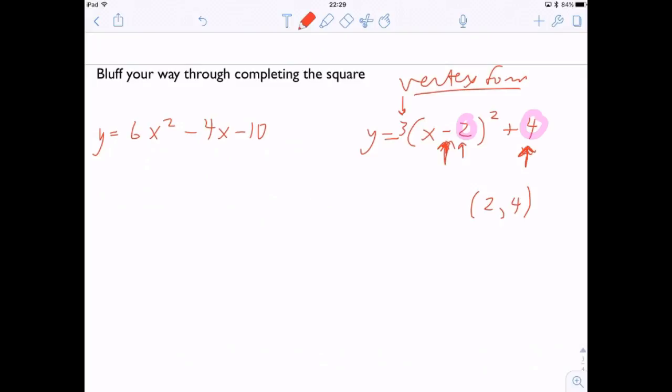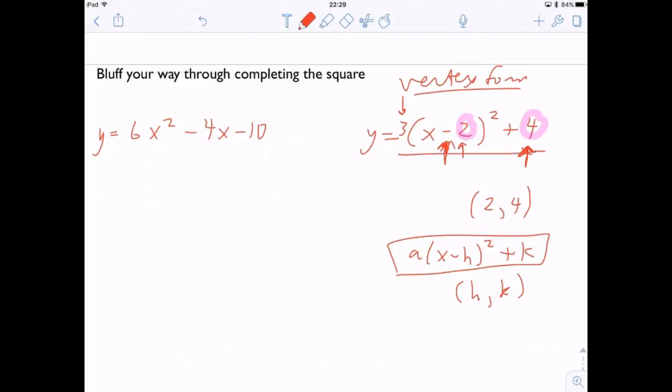The way this is typically written is like this, where h and k is the vertex. So you kind of just have to pattern match. You look at this, you pattern match it with this one. You say, oh, the h corresponds to the 2, etc. Okay, so back to what we were talking about.